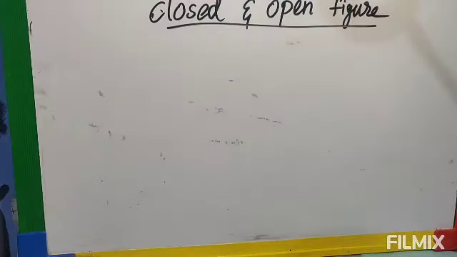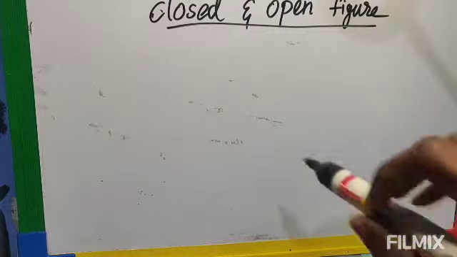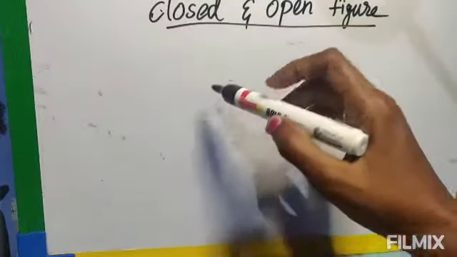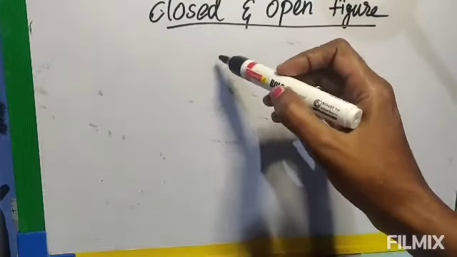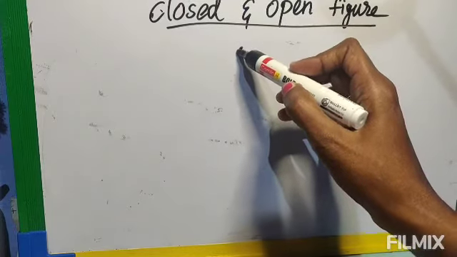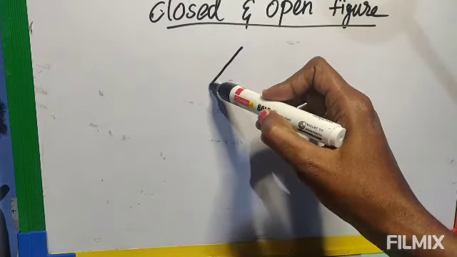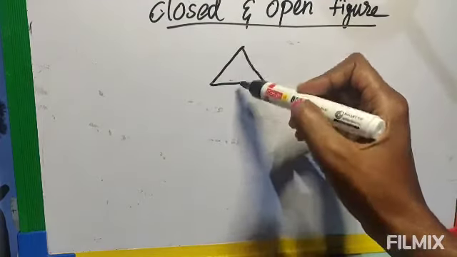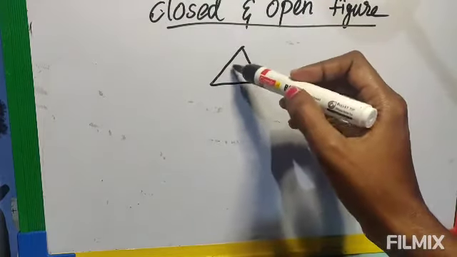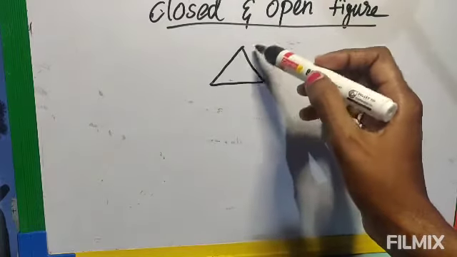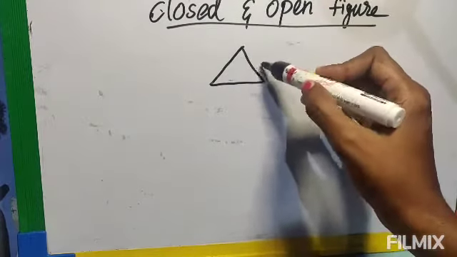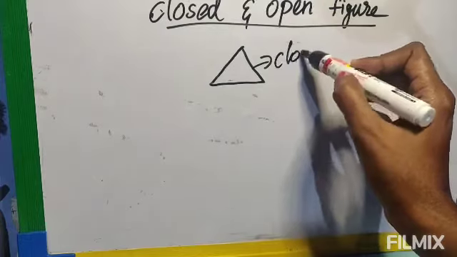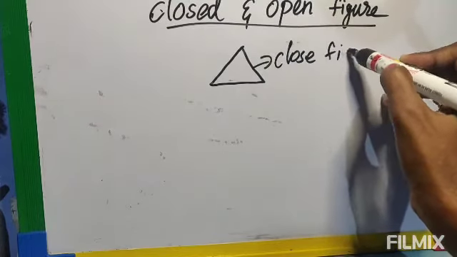Good morning children. Today we are going to see the closed and open figure. If any figure starts from one point and ends at the same point, suppose we take a figure starting at this point and ending at the same point, it is closed. There is no way out, fully closed. So this figure is called a closed figure.